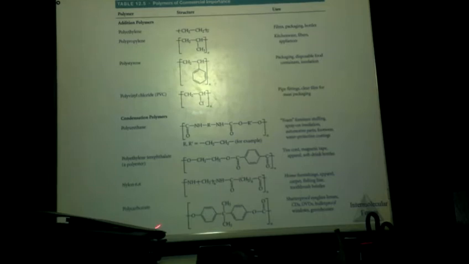If we look at this one down here, I really like this one. Polycarbonate is what your eyeglass lenses are made out of. CDs are made out of it. Bulletproof windows are made out of polycarbonate. If you just want to go through this list, I'm not going to ask you specifically about any of these. They'll give you the structure and the name of them on your AP test. I just think some of them are kind of cool to see what their uses are.